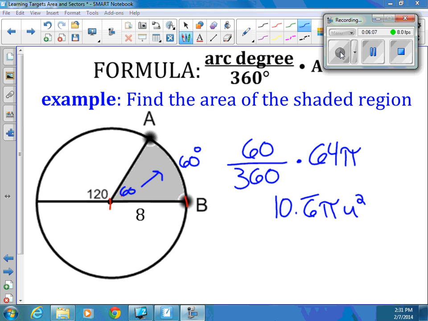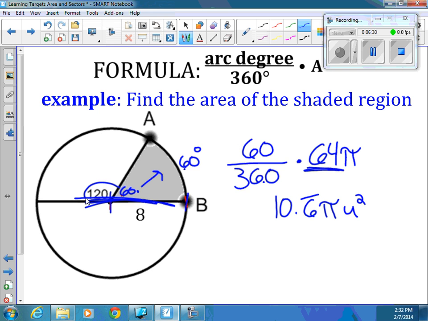All right, take a look. The arc measure is 60 degrees because if this guy over here is 120, these two are supplementary, so I did 180 minus 120, got 60. Therefore, the arc measure is 60. My radius is 8. 8 squared is 64. So 60 times 64 divided by 360, I get 10 2/3 or 10.6 repeating pi.